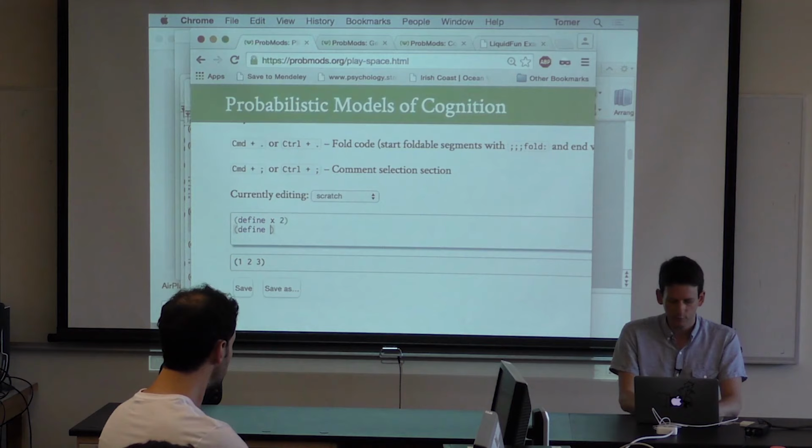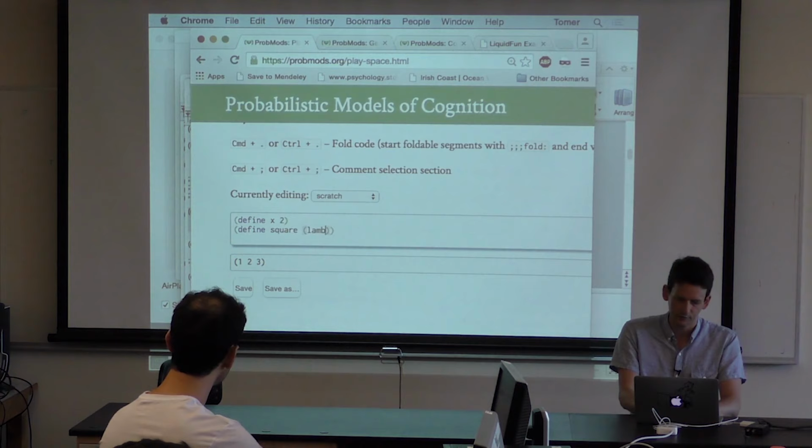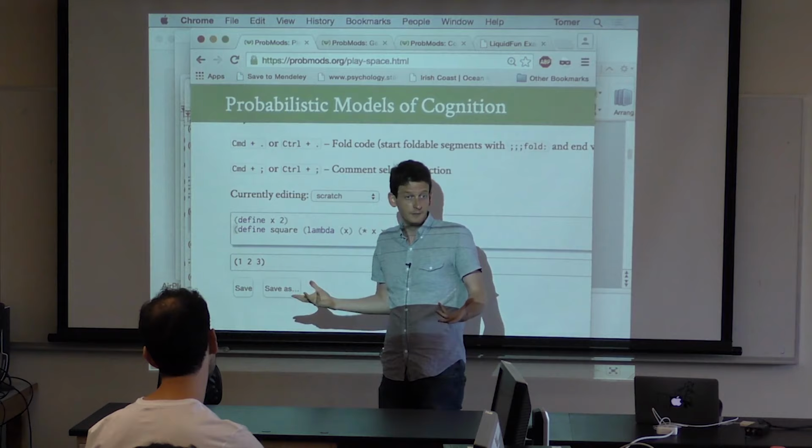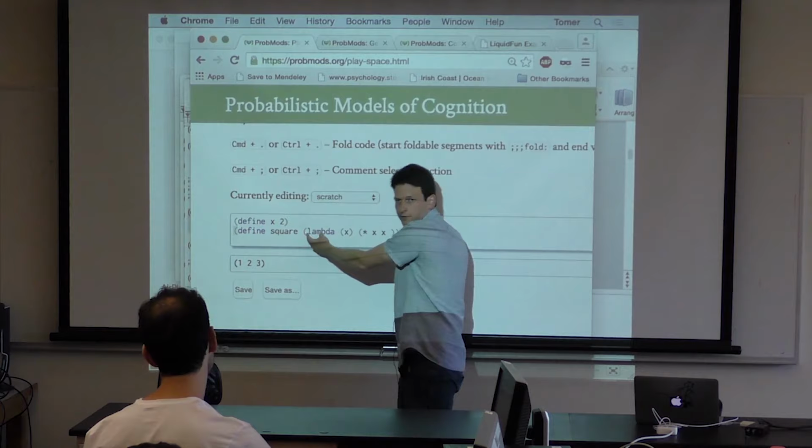You define square. And then you say, well, square is itself a procedure. It is a lambda. And I'll explain this as I go along. Just watch me type it. It takes in a particular argument, say x. And then what it does to it is it multiplies x by x. So the point is you say, here x is a particular thing. It is an object. What is it? It is just 2. Here square is a thing. What sort of thing is it? It is a procedure. This is the only thing that you need to know about functions.